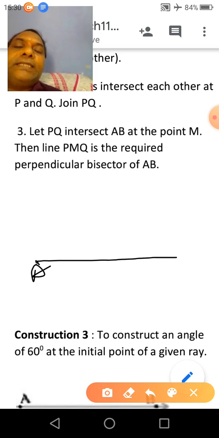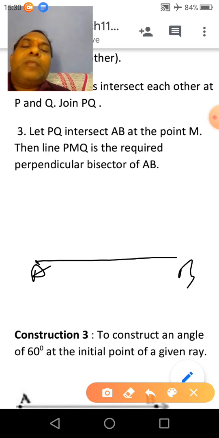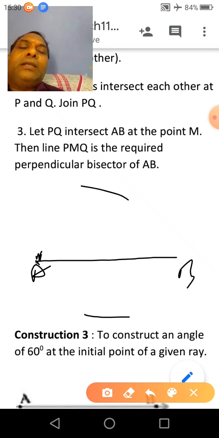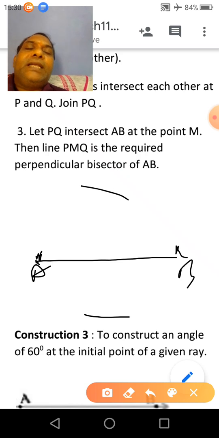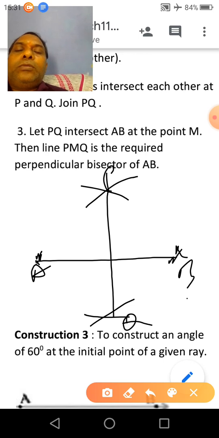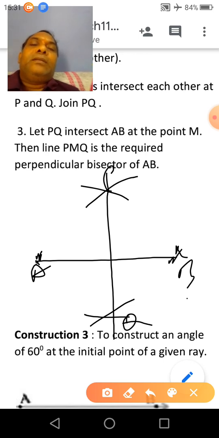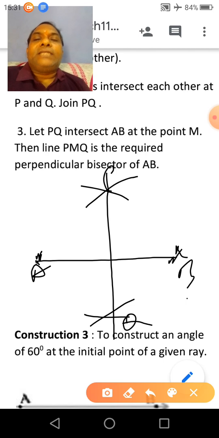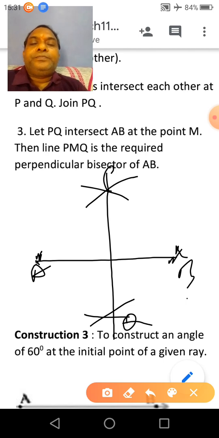AB is the line segment. Taking a radius more than half of AB and A as center, draw arcs on both sides of the line segment, and B as center, draw arcs on both sides, which intersect, suppose at P and Q. So join PQ, then PQ will be the perpendicular bisector of line segment AB. Clear?